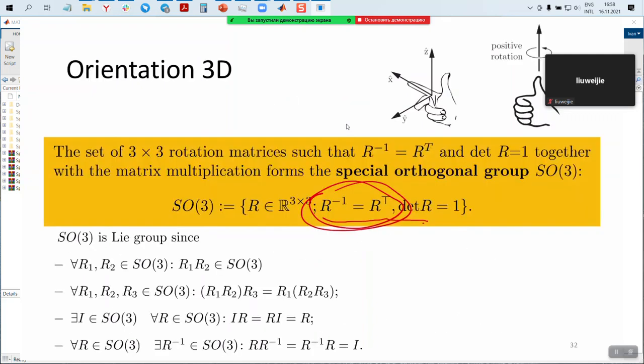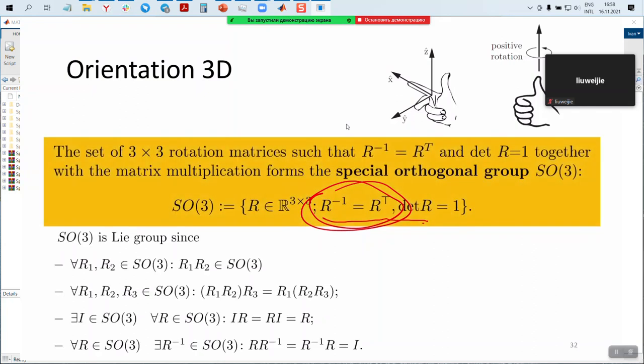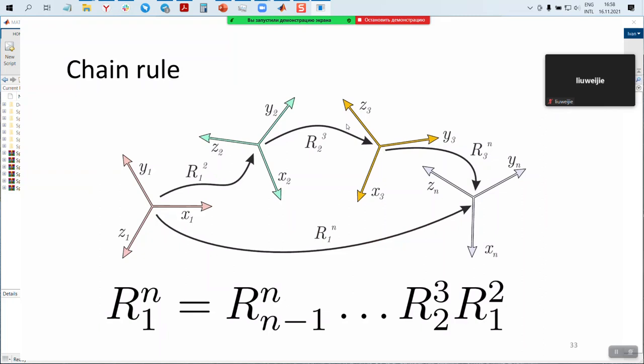And because of the closure axiom and the associativity axiom, you can do a chain rule. You can multiply several rotation matrices. For example, you have a robot and you want to express the orientation of the end effector, but expressed in the frame of your very first link. You can multiply all the rotation matrices between each other, such that you get a final rotation matrix that describes the orientation of the final frame with respect to the very first one. You can do this very easily now.